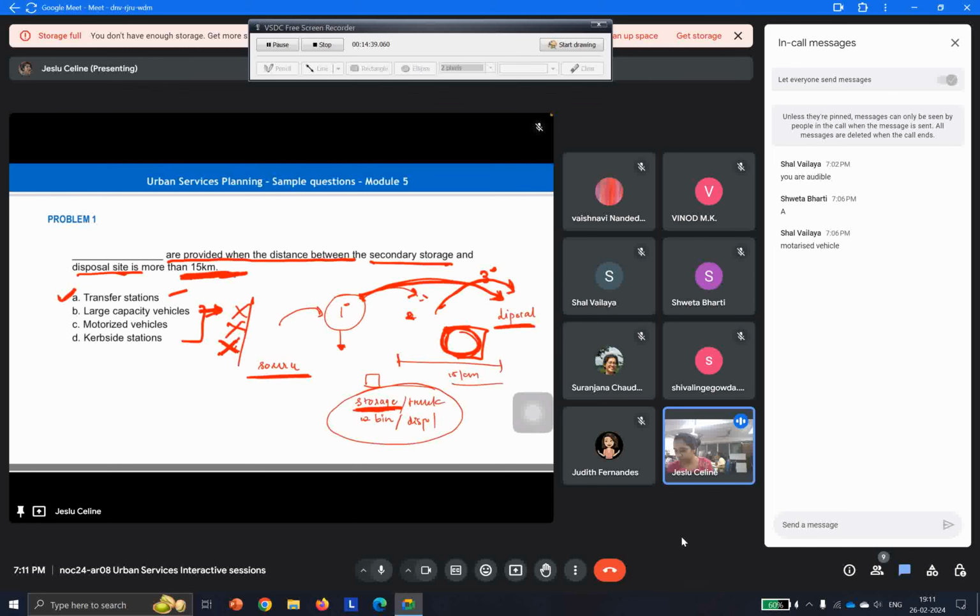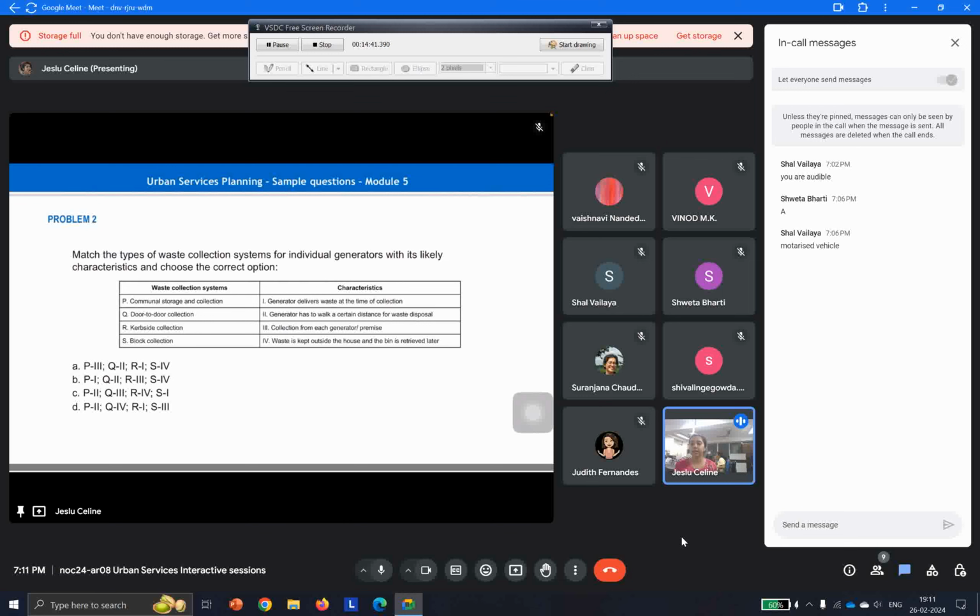So let's go to the next question. Match the type of waste collection system for individual generators with its likely characteristics and choose the correct option. We have P, communal storage and collection; Q, door-to-door collection; R, curbside collection; and S, block collection. And the characteristics: 1, generator delivers waste at the time of collection. 2, generator has to walk a certain distance for waste disposal. 3, collection from each generator or premise. And 4, waste is kept outside the house and the bin is retrieved later.